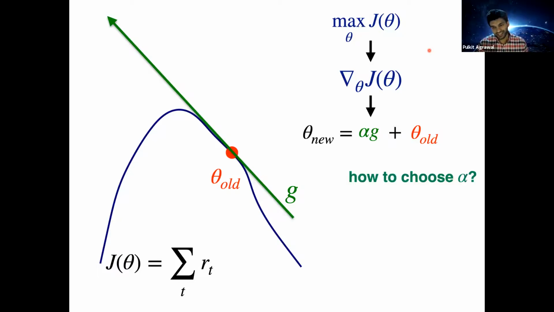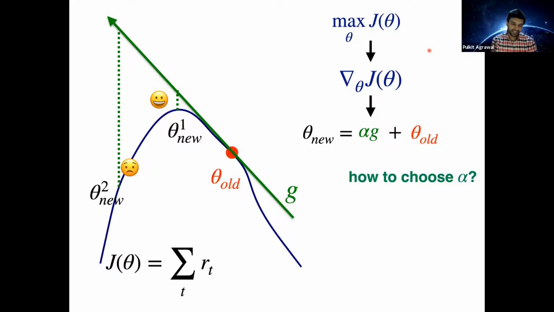So one question which becomes important is how do we choose this learning rate or step size? For example, if I move about the right quantity, I will end up getting to the maxima of the function. But if I move slightly more or slightly less, we wouldn't end up reaching the maxima. For example, we could overshoot and end up at theta new, at which the performance is worse than the performance at the current parameter, theta old. So this brings up the question of how do we choose alpha.